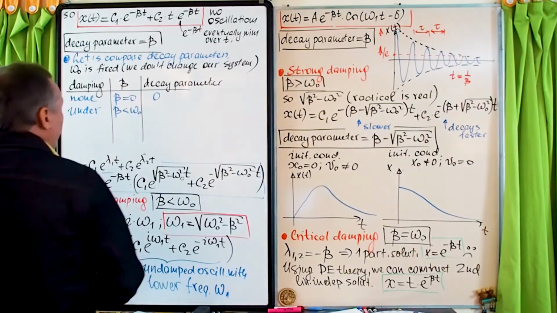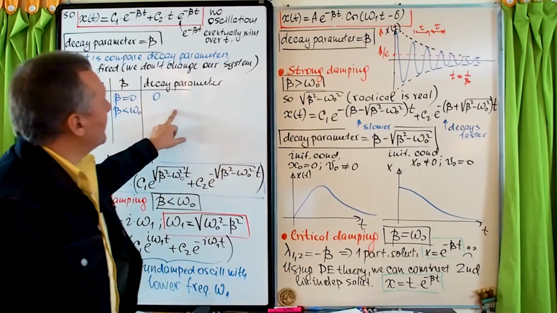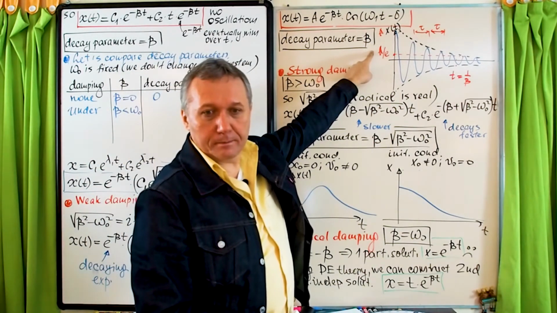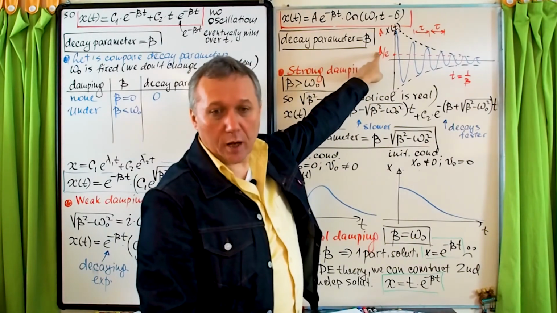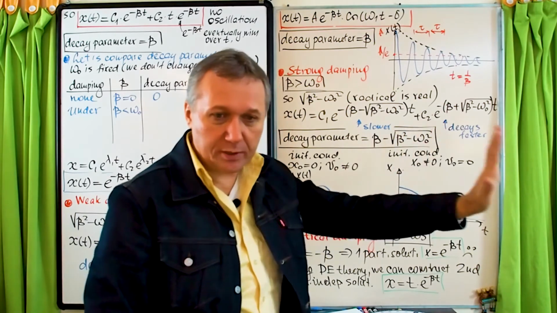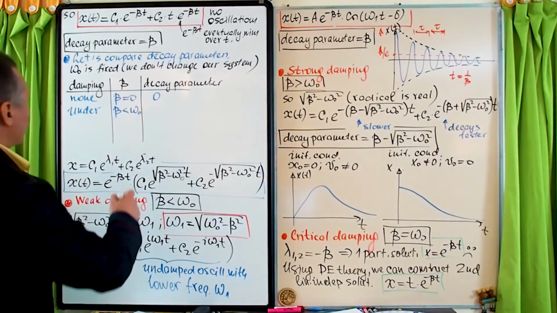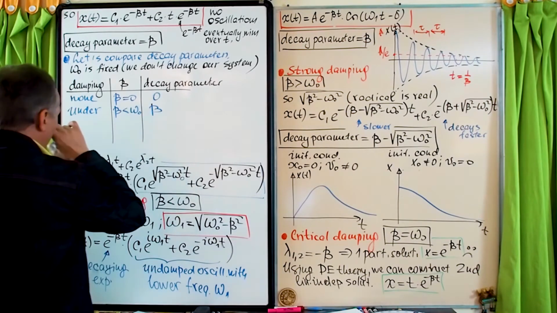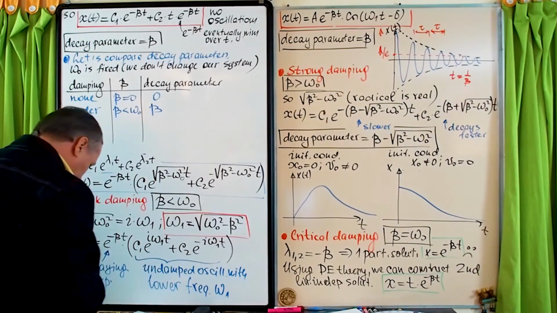Beta is less than omega naught. Underdamping, and the decay parameter is beta. The decay parameter equals our variable, because you remember we now treat beta as the variable. We just change the medium. So the decay parameter is beta. Now, next I think is critical, right?